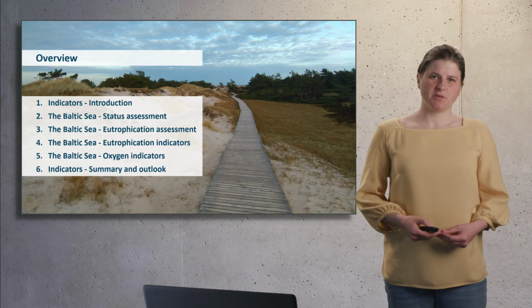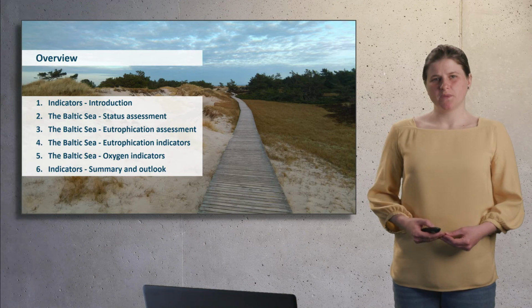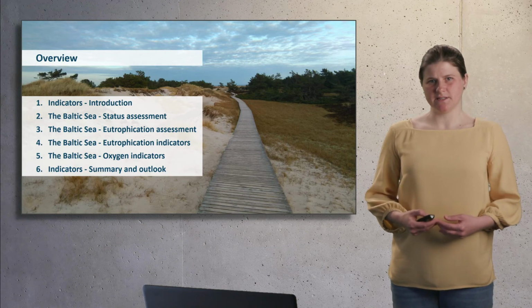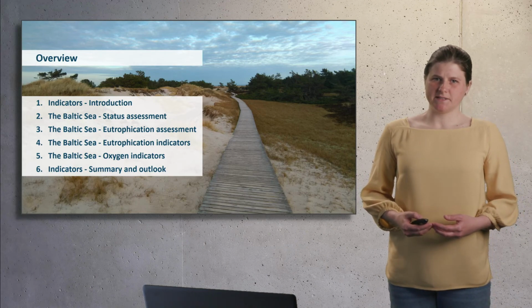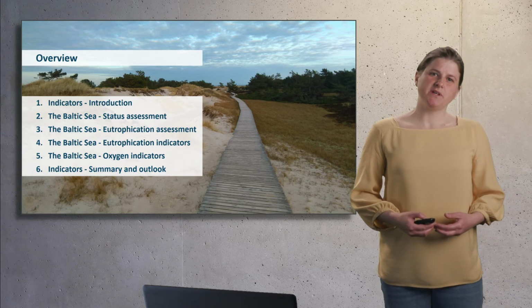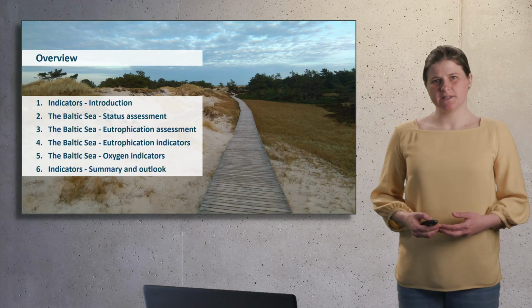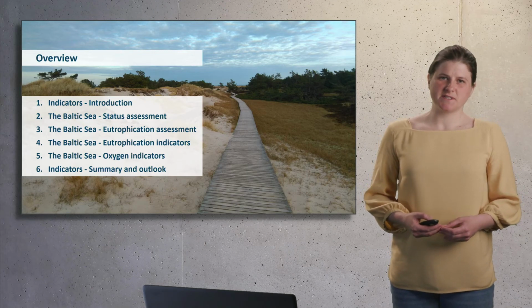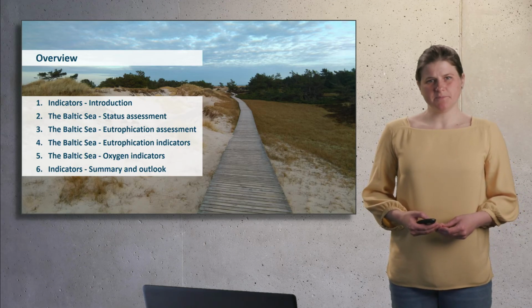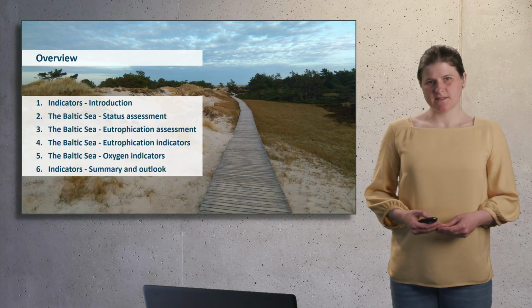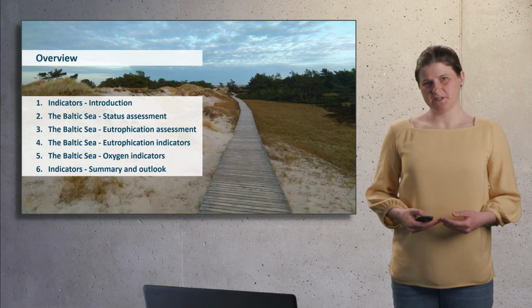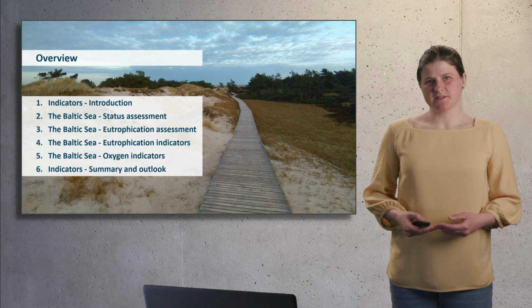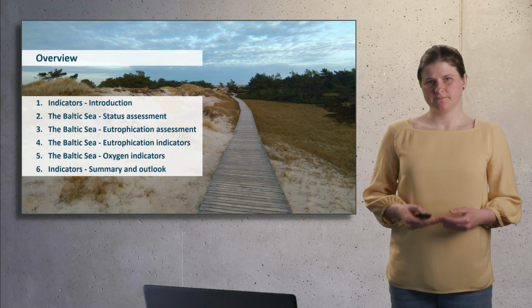Within this video lecture, I will give you an overview about environmental assessment and indicators and how they are related. A focus will be on the eutrophication assessment and indicators as an example to assess the state of the Baltic Sea. Finally, I will use oxygen as an example to go a bit more into detail about the strengths and weaknesses of indicators.